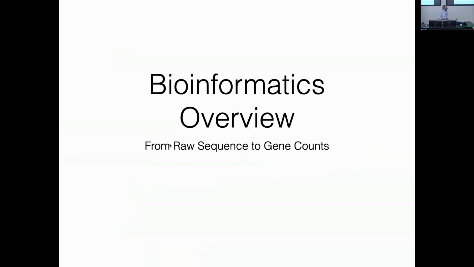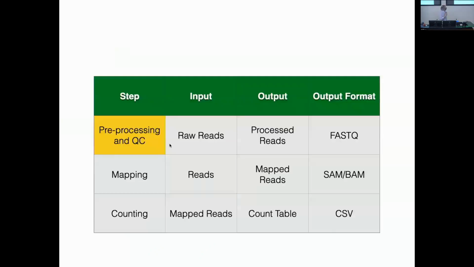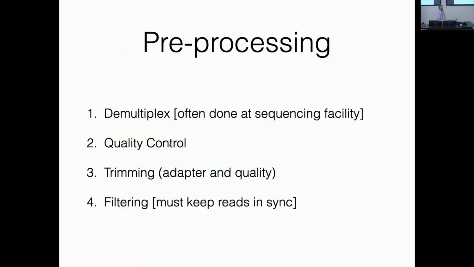Okay, so that's a FASTQ file. So now let's talk a little bit about pre-processing and quality control. I'm going to break down pre-processing into 4 steps. I won't talk so much about quality control yet. I'll just show you when we get to the hands-on part. So the first part of pre-processing is demultiplexing.